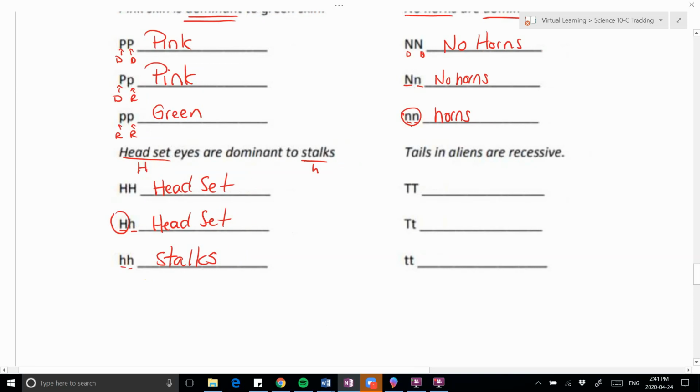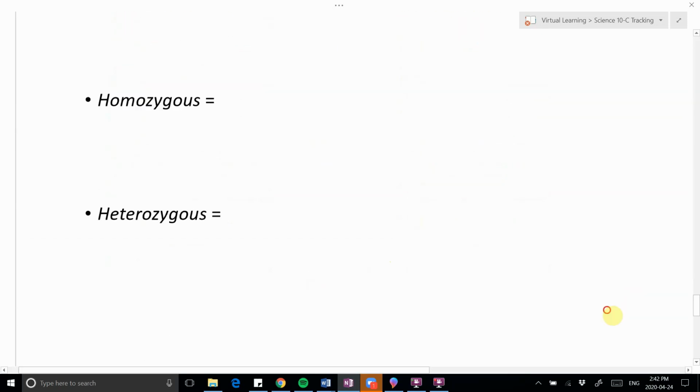Tails in aliens are recessive. That means that tails are going to be lowercase. So if we have capitals here, we're not going to see that, right? We only see the recessive quality when it's the only thing present. So this is actually going to not have a tail. Capital T, lowercase t, we only need one dominant for it to block out the recessive, right? Two recessives, that's where we're finally going to see that recessive trait. So recessive versus dominant is an important distinction to make because we need to know what it's actually going to look like when it's being shown.